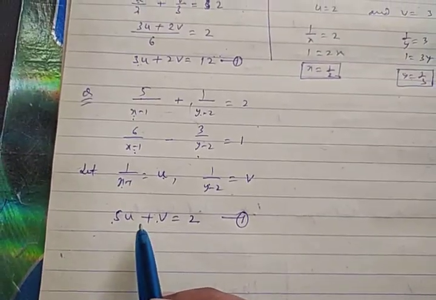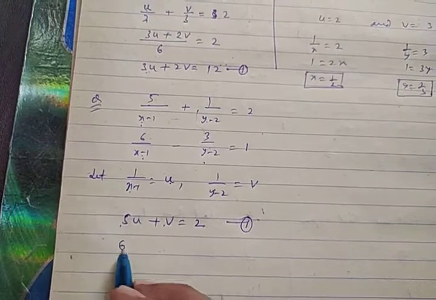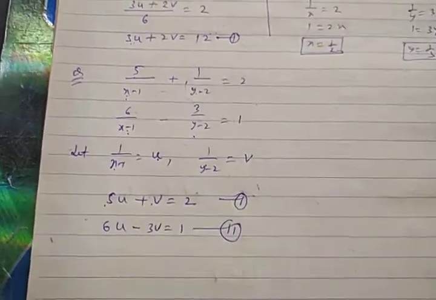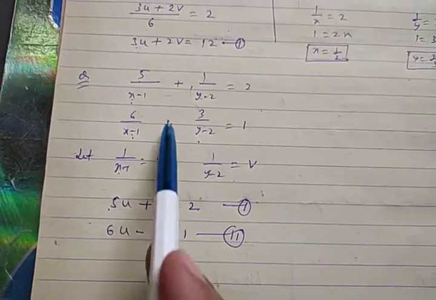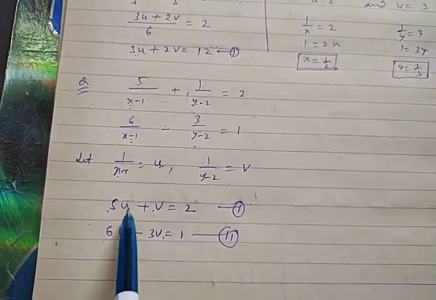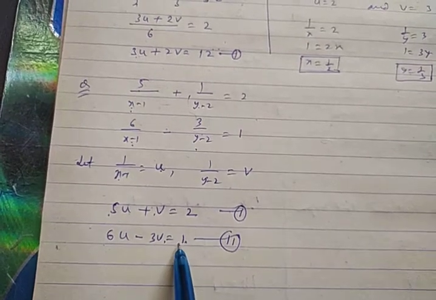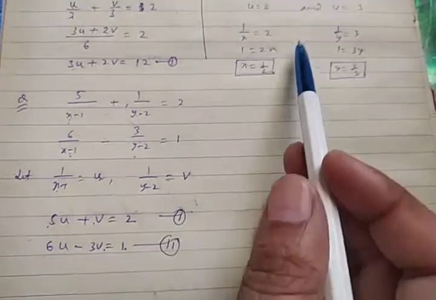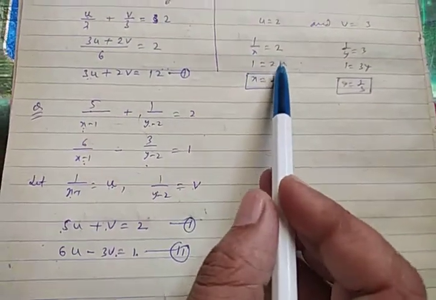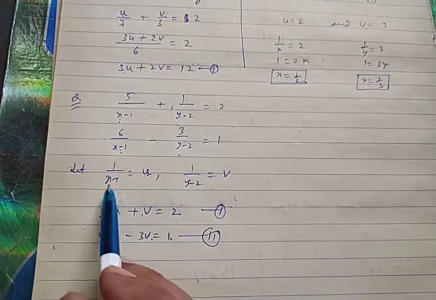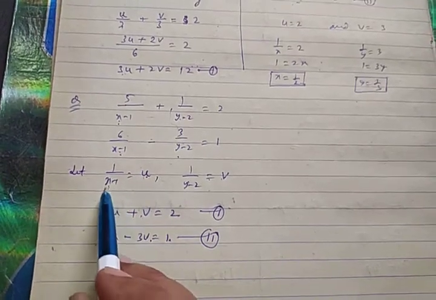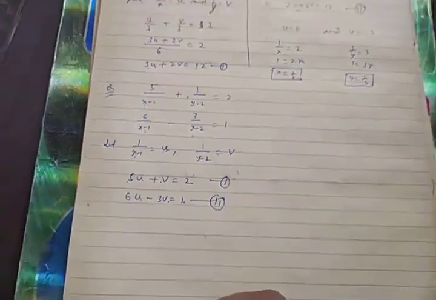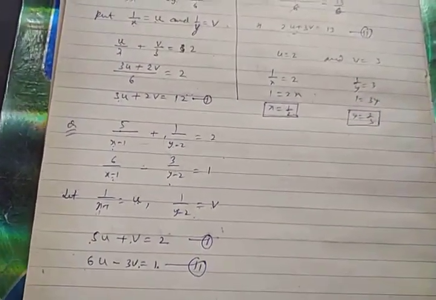In the same manner, the second will become 6u minus 3v is equal to 1, equation 2. Again you have converted the given equations into the standard format. This can be further solved, and whatever values come will be substituted back as in the last steps. Then you can calculate x from here and y. This will be the whole working to be done in this exercise.